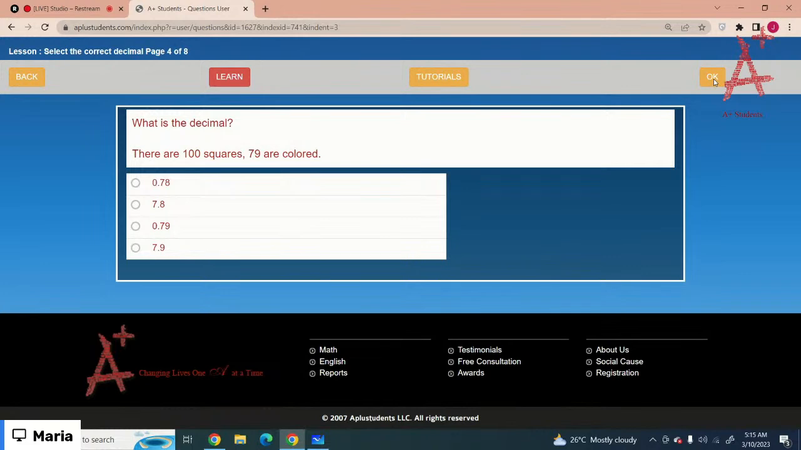Again, the total squares are 100. Got it? 100 has two zeros. That means the number must have two decimal places. Two decimal places means the digits after the decimal point are 2. Got it? So then the 79 are colored, so it would be 0.79. Option number 3 is the correct option. 0.79 is the correct option.